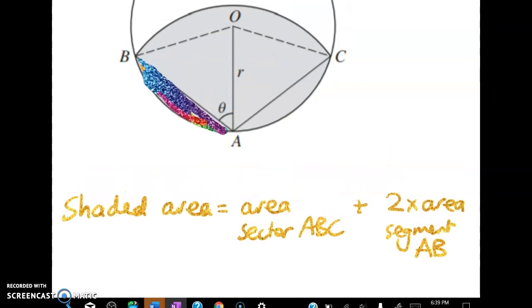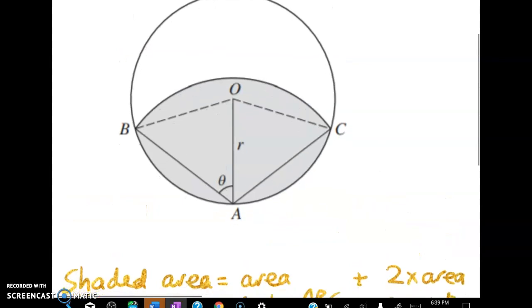That's actually the hardest part of the problem. Right, so let's look at the sector and see what do I need. Well, again, my formula is half r squared theta.